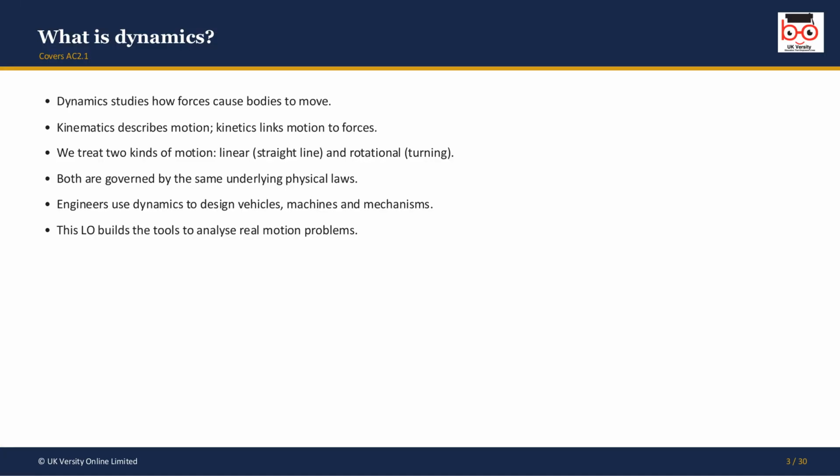So what is dynamics all about? In short, it's the study of how forces cause bodies to move. We split it into two halves: kinematics, which just describes motion, and kinetics, which links that motion to the forces behind it. We'll deal with two kinds of motion: linear, in a straight line, and rotational, turning about an axis.